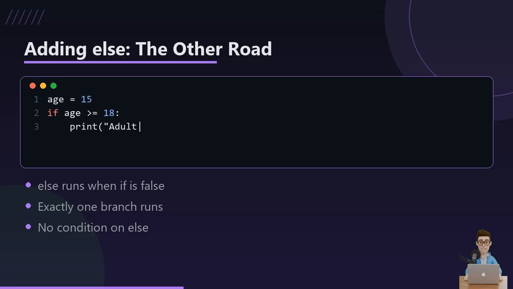So what if the condition is false? That's what else is for, it's the other road. Here age is 15, so the first check fails, and we take the else road, printing minor. Only one of the two ever runs, never both.